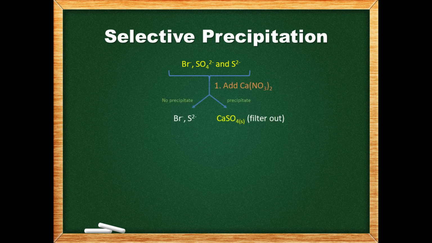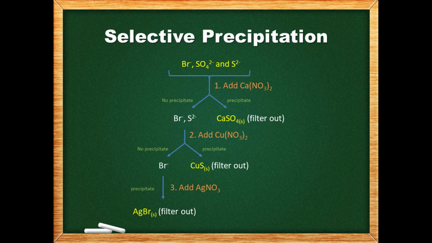First, we can precipitate out the sulfate ion by adding calcium nitrate, because calcium sulfate will precipitate. Bromide and sulfide ions form soluble compounds with calcium, so they will not precipitate. The calcium sulfate precipitate can then be filtered out. Next, we can add copper 2 nitrate to precipitate out the sulfide. The bromide can then be removed by precipitating it out with silver.